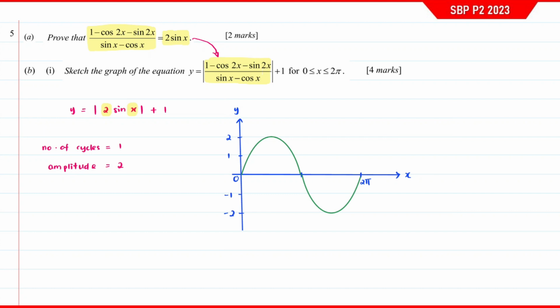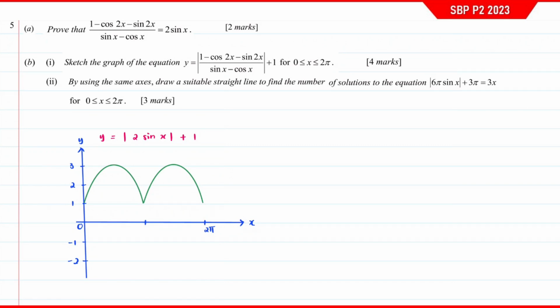As the 2 sine x has the modulus sign, this means the negative part will be reflected in the x-axis. Then this will be the graph y equals modulus 2 sine x. As this is plus 1, it means the graph will be moving up 1 unit. Then this will be the graph y equals modulus 2 sine x plus 1.